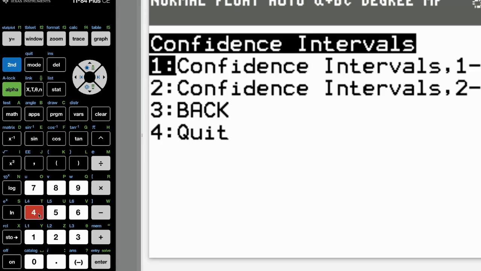Let's talk about confidence intervals. So we've got confidence intervals. It's not showing, I apologize, on the screen. That's 1p, confidence intervals 2p. So let's do confidence intervals 1p.